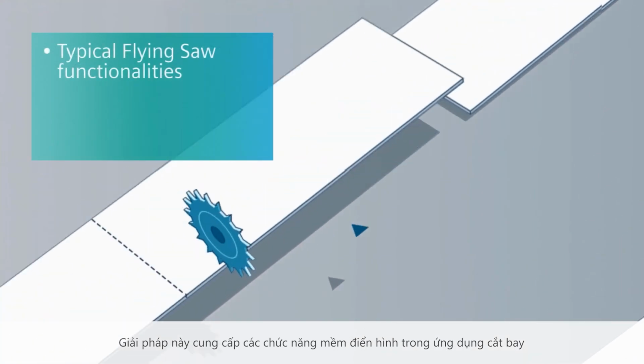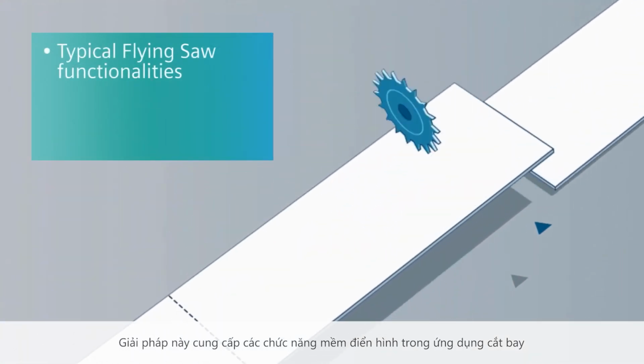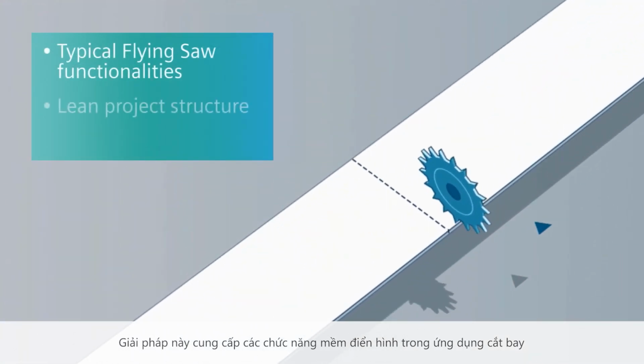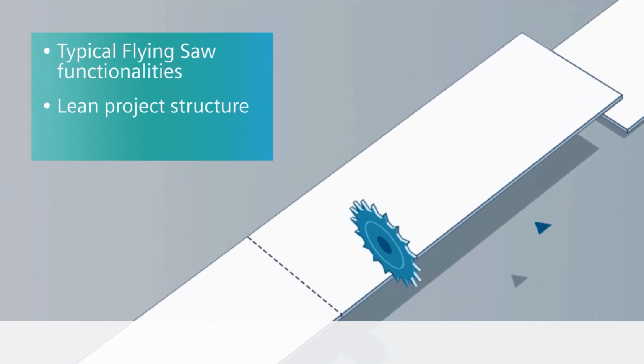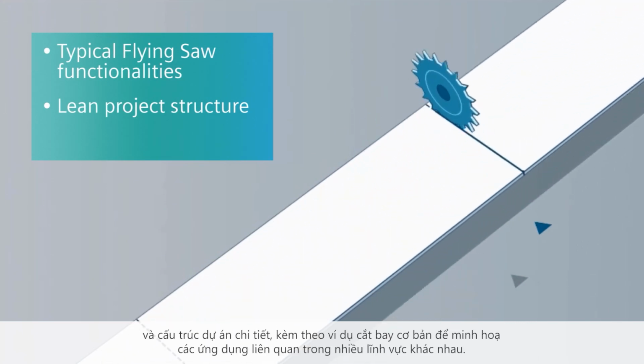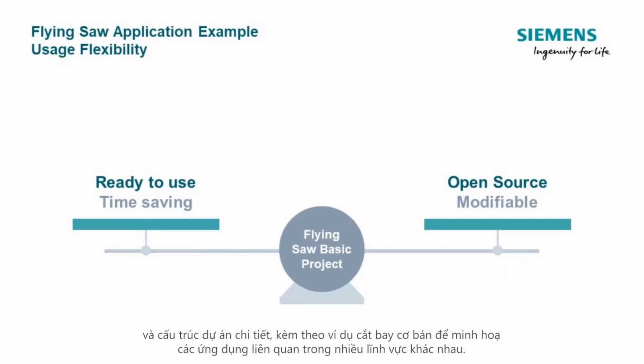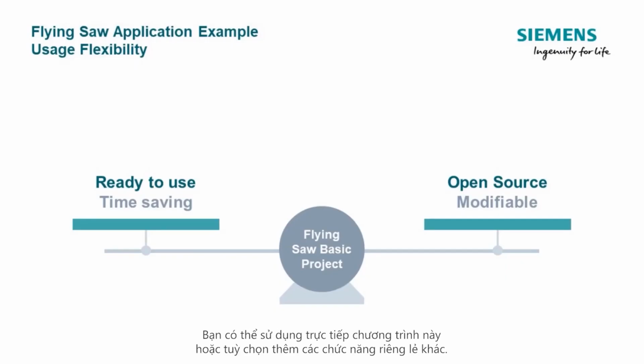The application provides typical flying saw functionalities within a lean project structure. The associated example project, Flying Saw Basic, covers various areas of application. You can use the included programs straight away or add individual functions to these programs.